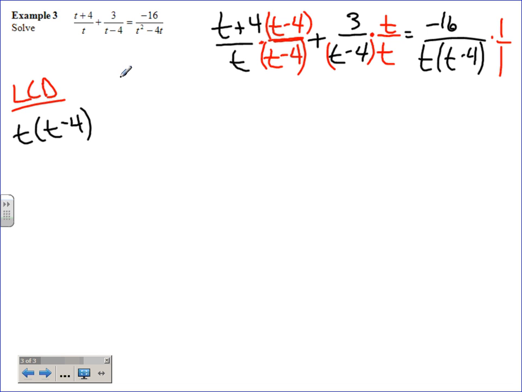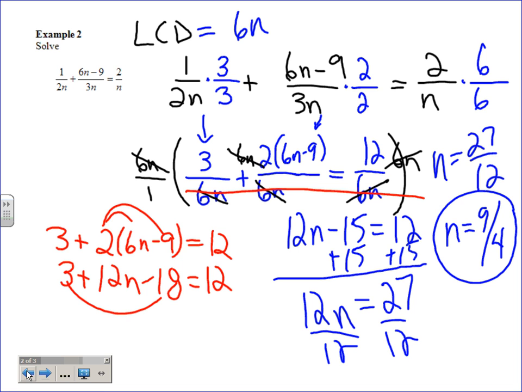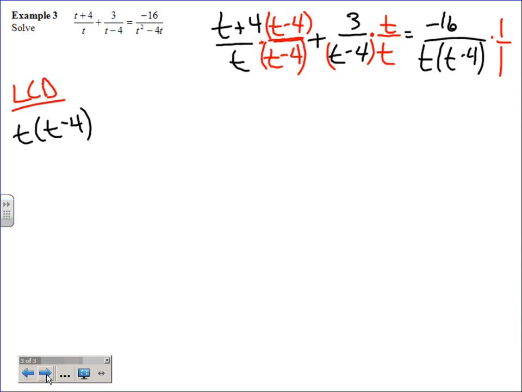Now, what did we really do back here? We really multiplied by that denominator, but in essence, what did it do? What did multiplying by the denominator do in this last example? Got rid of all the fractions, didn't it? If I multiply by t times t minus 4, is it going to do the same thing in this problem? It's going to do the exact same thing again. It's going to cancel off all your denominators.